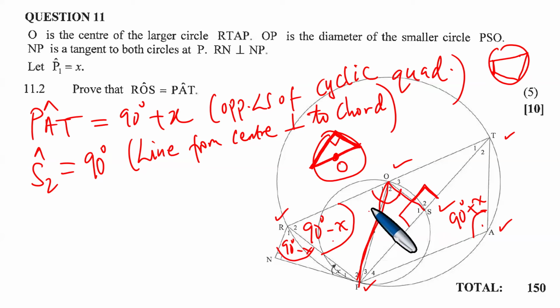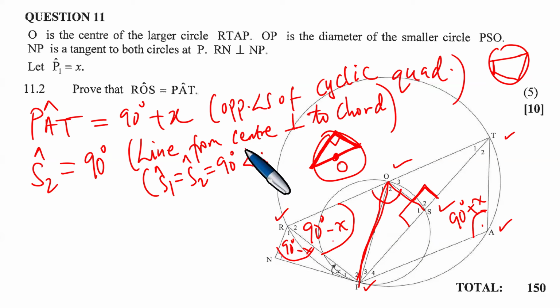You can also say that because you have already seen that this one is the diameter, the angle S1 is equal to the angle S2, which equals 90 degrees. Why is S1 90 degrees? Because it is an angle in a semicircle of the smaller circle. So the reason for this is that angle S1 equals angle S2, and angle S1 equals S2 equals 90 degrees. Why is S1 equal to 90 degrees? Angle in semicircle.